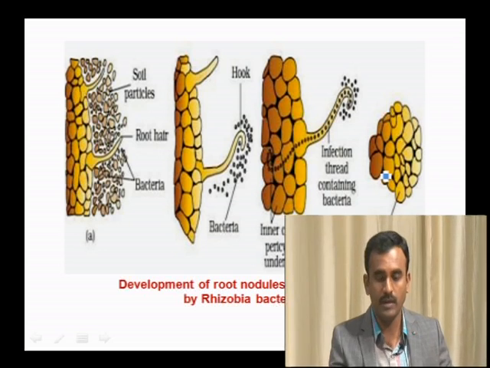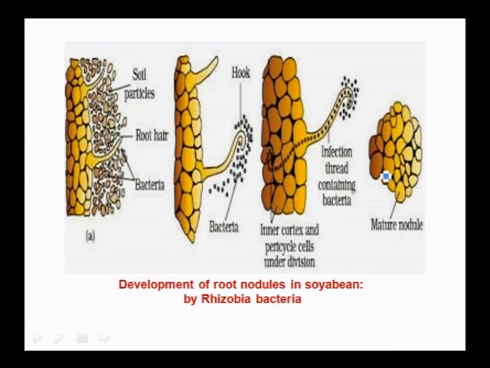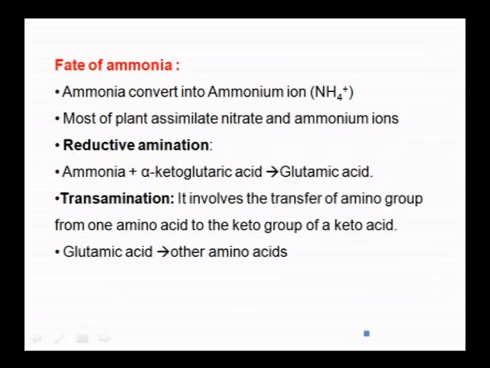This diagram shows the formation of root nodules, in which Rhizobium bacteria or Frankia bacteria accumulate near the root hairs and make the root hair tip curl in the form of a hook. Through the hook, the bacteria enter into the cortex and pericycle, where they undergo division and form a mature nodule. Ammonia converts into ammonium ions.